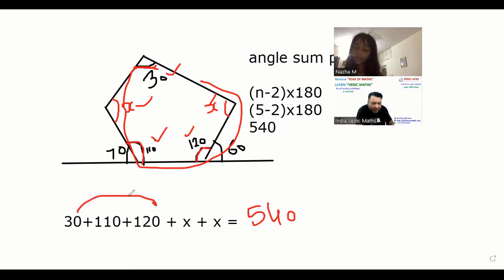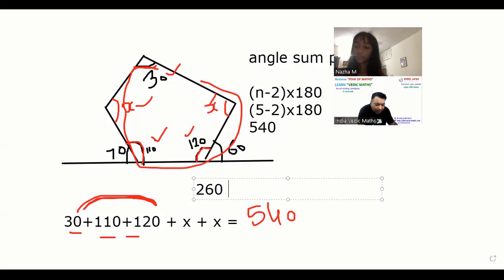How much will the three add up to? 30 plus 110 plus 120, how much? 260. So the equation becomes 260 plus 2x equals 540. So we will subtract 260 from 540. Is this clear? Yes, sir. So you will subtract 260 now. Let me remove 260 from here. It will come to 280.